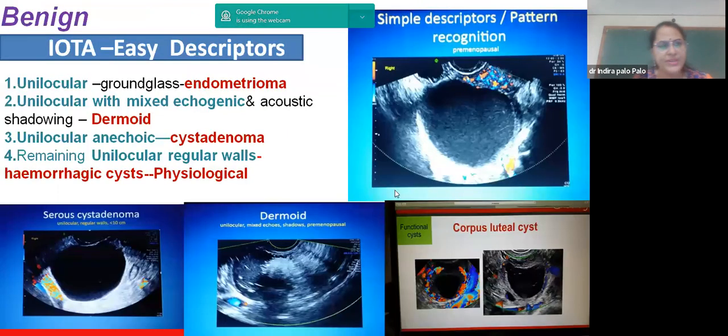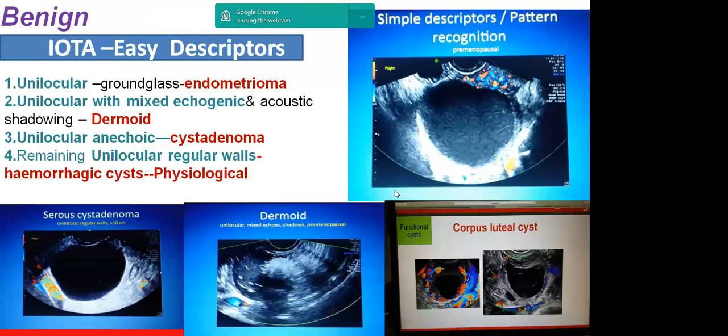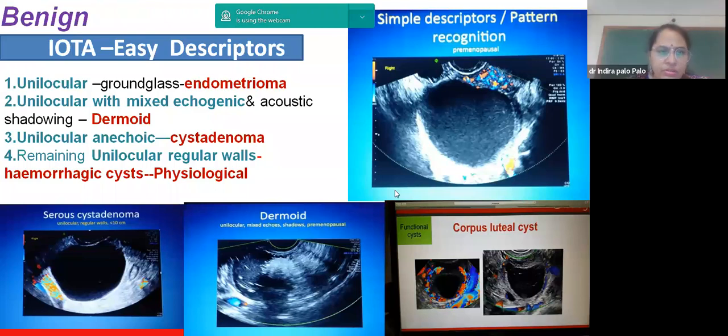What are the four benign easy descriptors or simple descriptors? One is if you find a unilocular mass which contains a ground-glass appearance inside the cystic component, you readily diagnose that it is a case of endometrioma. If you find a unilocular cyst with mixed echogenicity and acoustic shadowing, you simply diagnose that it is a dermoid.